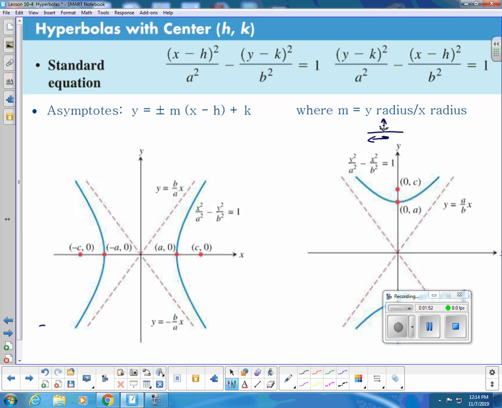A lot of the stuff is the same. But a doesn't have to be the biggest. b could be bigger than a. c is bigger than either of those. My focal points are out here, past the a distance. So this is a, this is now c. So when we're doing the Pythagorean theorem today with hyperbolas, it's back to a squared plus b squared equals c squared. So that Pythagorean theorem is still a little bit different from yesterday. Yesterday, it was b squared plus c squared equals a squared. We're back to the usual now.